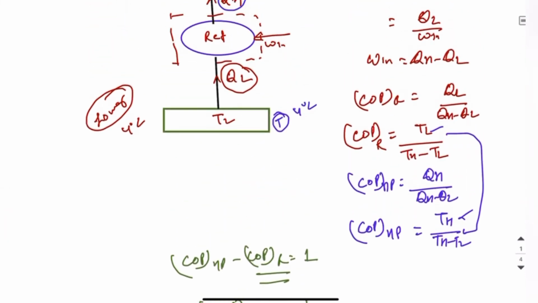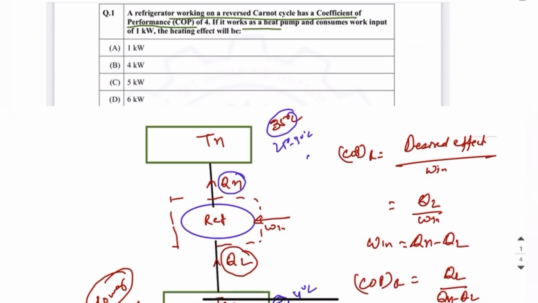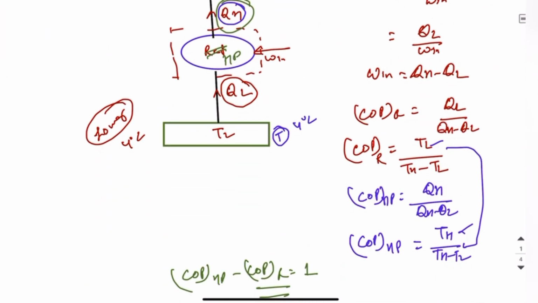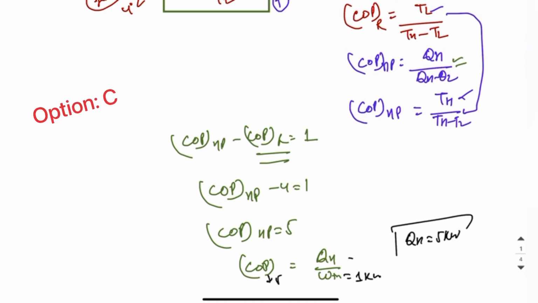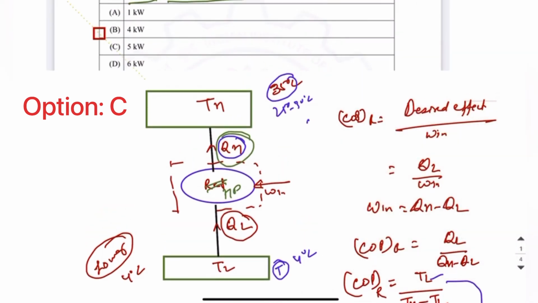Now the question is, if it works as a heat pump and consumes work input of 1 kilowatt, the heating effect will be. So if this is working as a heat pump, the heating effect is QH, and we will follow the basic definition of COP. COP for a heat pump is defined as QH upon work input. Work input is given as 1 kilowatt. COP is 5. So I get QH is equal to 5 kilowatt. So from the given options, C is the correct answer.